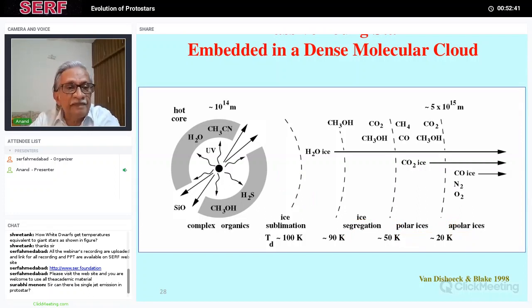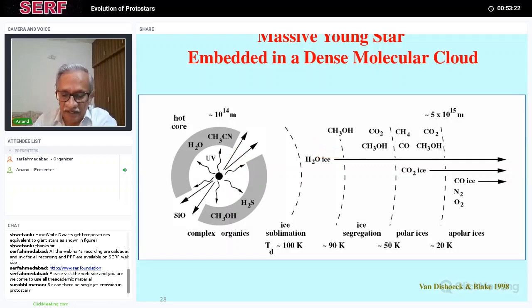So the dust is now destroyed, and their constituent molecules are released in these regions. That's what the massive protostar is doing here. So you find a number of such molecules here. Polar, that means you have an electric dipole moment for these molecules. But if you have O2 or N2 or such homonuclear molecules, they don't have an electric dipole moment. Therefore, they are called apolar ices. So you have polar, apolar, and so on. So a lot of things are happening. A lot of chemistry is happening outside the star in the embedded dense molecular cloud.